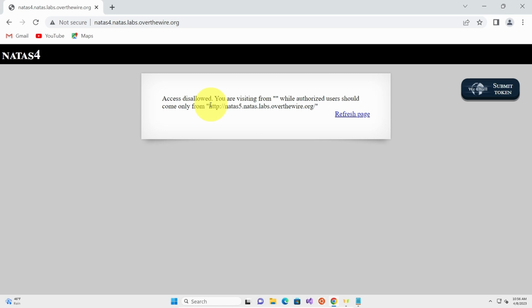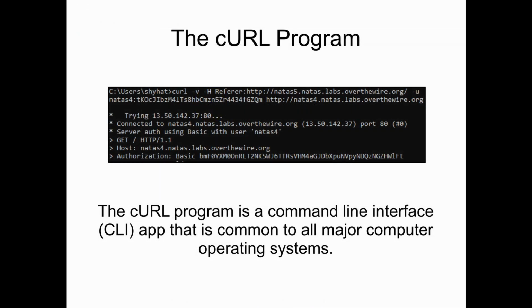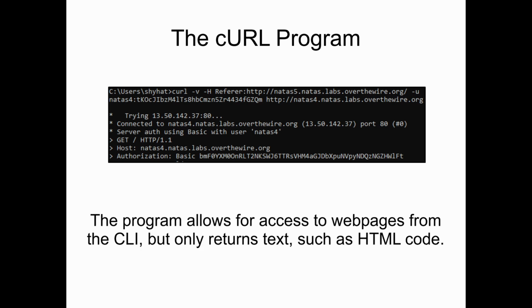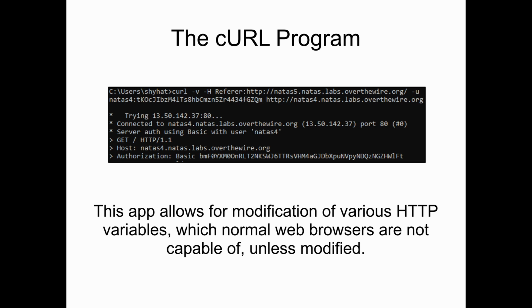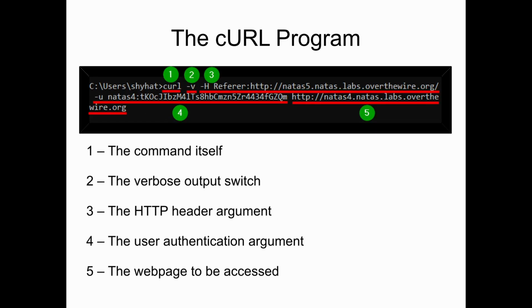The curl program is a command line interface app that is common to all major computer operating systems. The program allows for access to web pages from the CLI, but only returns text, such as HTML code. This app allows for the modification of various HTTP variables, which normal web browsers are not capable of unless modified. This is the syntax that the curl command will use to solve the Natas 4 challenge. Curl is the name of the command.